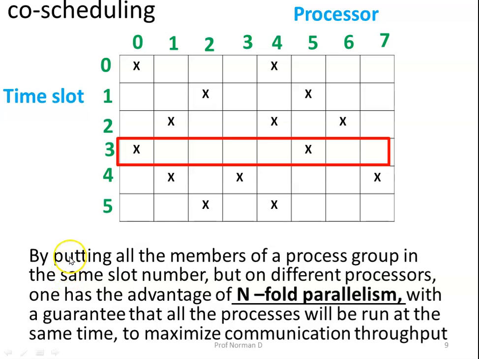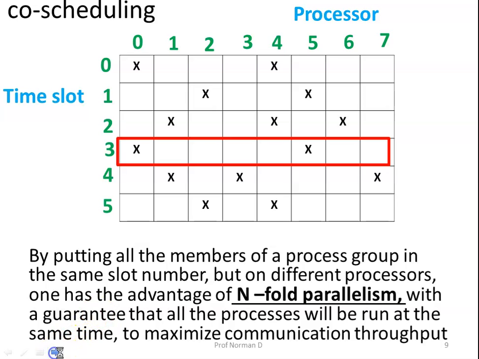By putting all the members of a process group in the same slot number, but on different processors, one advantage that can be obtained is n-fold parallelism, with the guarantee that all the processes will run at the same time, thereby maximizing the communication throughput.